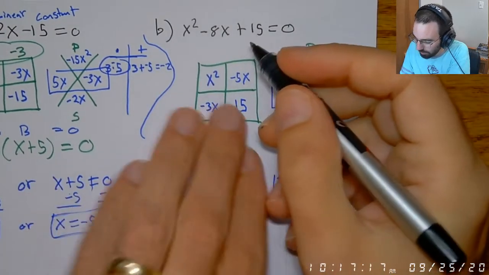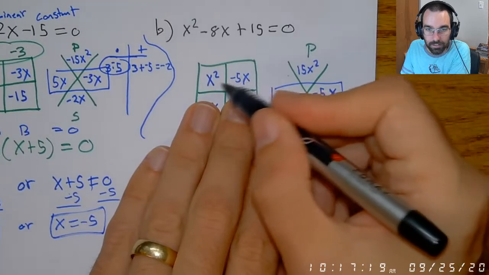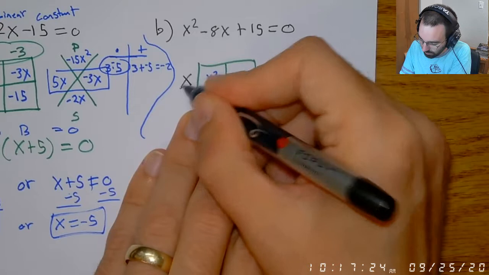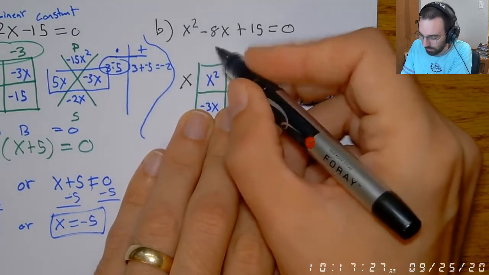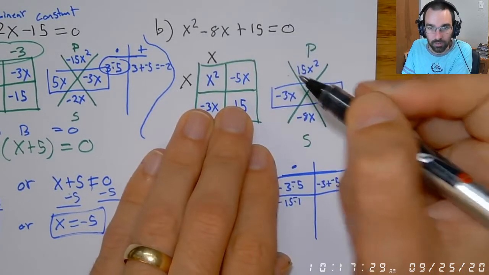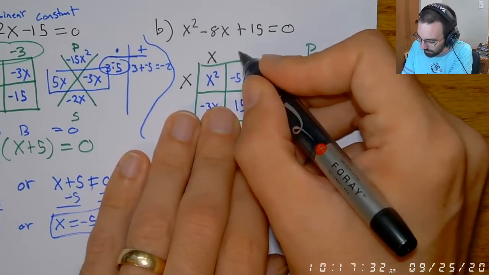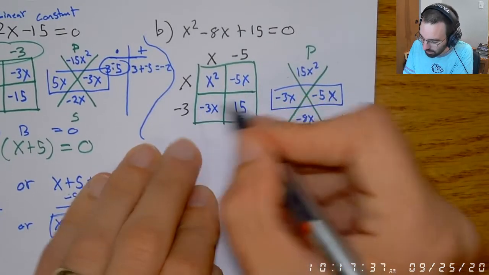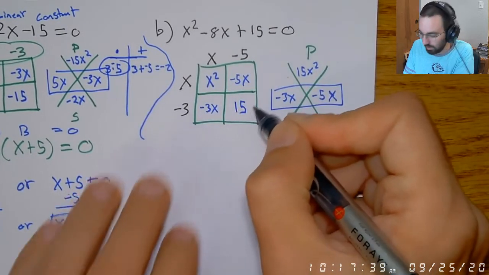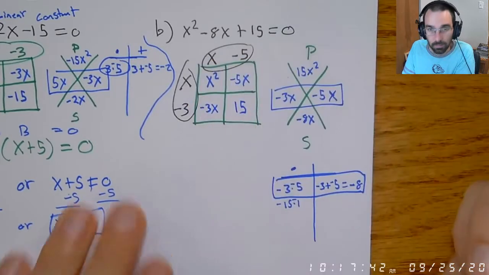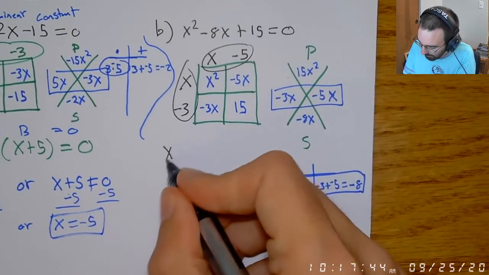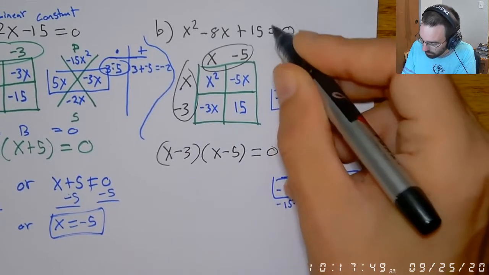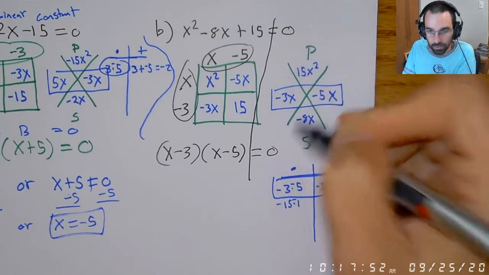Okay, so what I'm going to do on the top here, I'm going to factor out the greatest thing. There's no number here, so it's just going to be an x. Then what times x gives me x squared? Well, x times x gives me x squared. What times x gives me negative 5x? Negative 5. What times x gives me negative 3x? Negative 3. And then let's double check. Negative 3 times negative 5 is 15. These are going to be my factors. So I'm going to get x minus 3 times x minus 5 equals 0. See how we're keeping that? The 0 is still there.